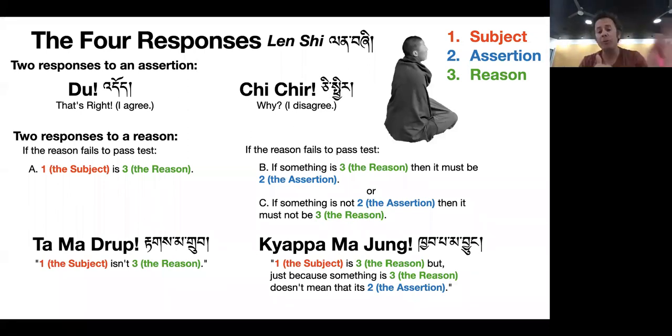Back and forth, back and forth, back and forth until it is installed in you. Okay, and then your brain will start to rewire, okay? And then you will start hearing the turkeys around you through the lens of Tamadrup and Kyabamajung, the nice, holy, lovely turkeys around you.